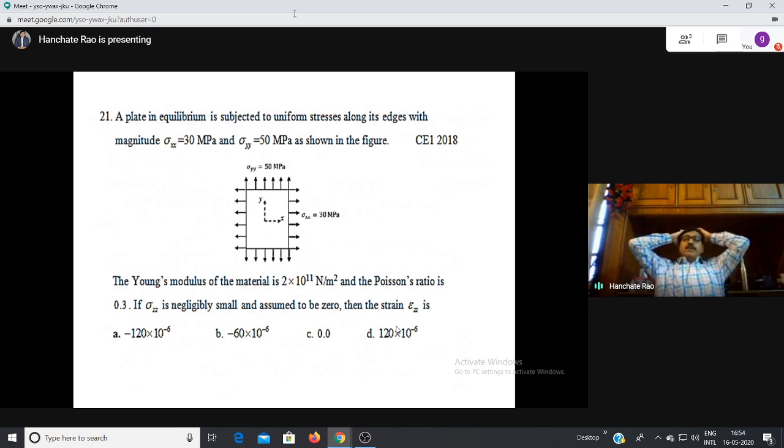So see here what he has given. He has given us sigma x, 30 megapascals. He has also given us sigma y is equal to 50 megapascals. Both are tensile. And he is saying that sigma z is 0. And I want us to find out epsilon z. So what is the strain in z direction?